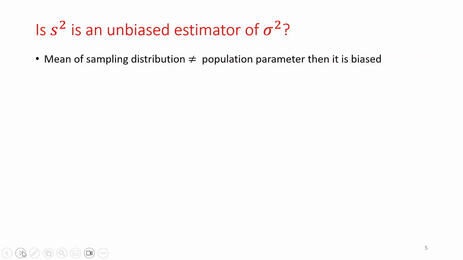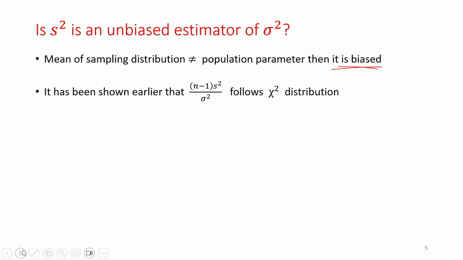Mean of sampling distribution, if it is not equal to population parameter, then it is biased. Now we'll check whether the statement is correct or not. It has been shown earlier. You have to look back at the previous slides, that this particular ratio (n-1)s² by σ² follows chi-square distribution. This was discussed earlier.